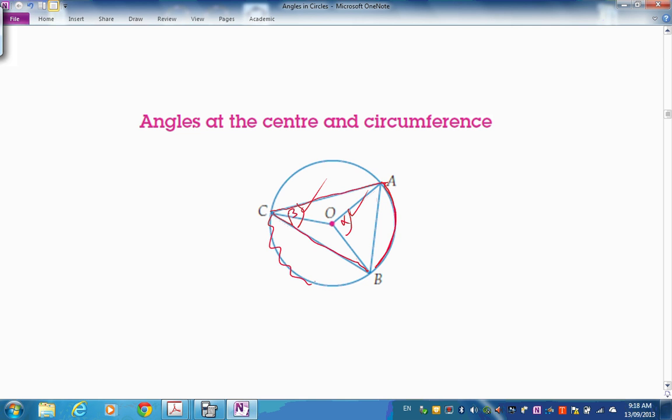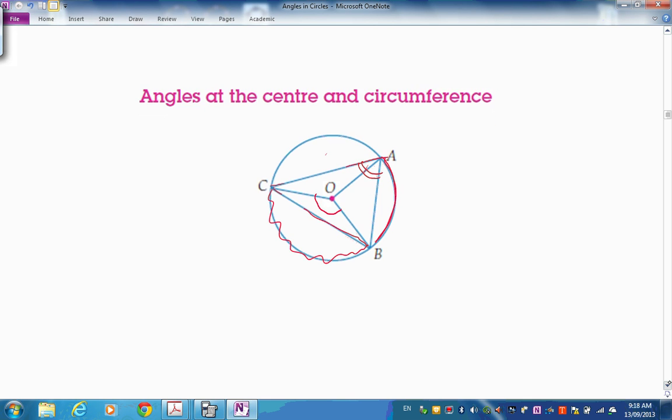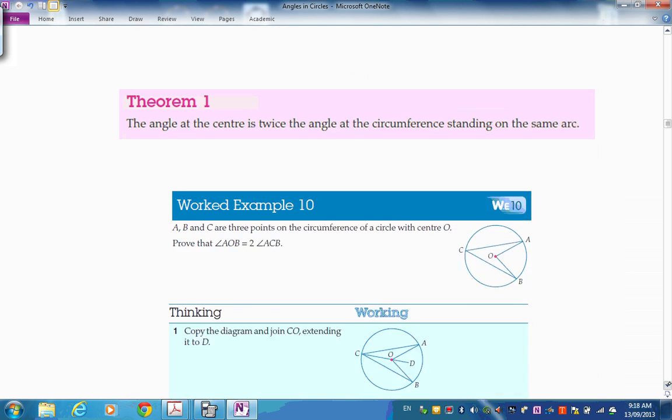What about arc CB? Let's get rid of this. Arc CB is subtending this angle at the centre and this angle at the circumference. And so we can go on. Are you getting the idea? We're going to use these and have a look at them shortly. Okay, let's have a look at the first theorem.